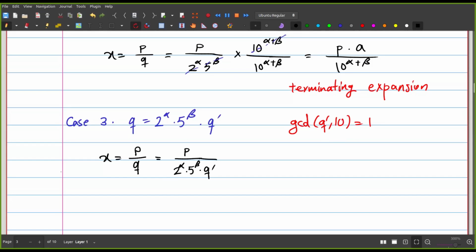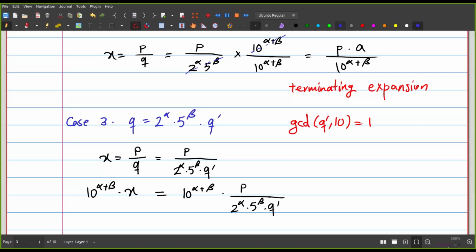So what should I do? I have X here. Let's say that I multiply X by 10 to the power of alpha plus beta. So what happens if I have 10 to the power of alpha plus beta times X? This is again going to be 10 to the power of alpha plus beta times P over 2 to the power of alpha times 5 to the power of beta times Q prime.